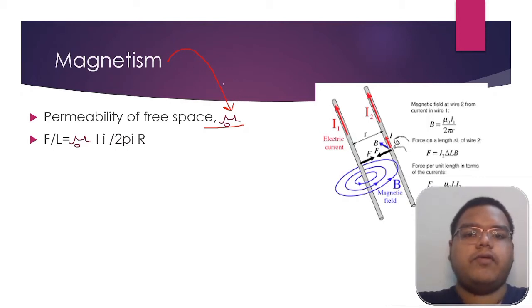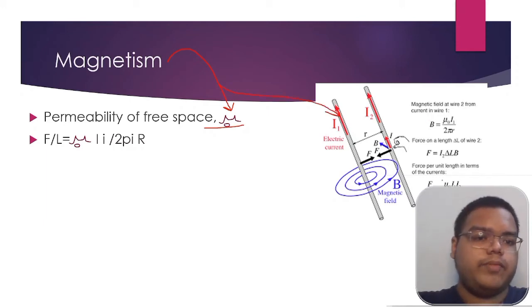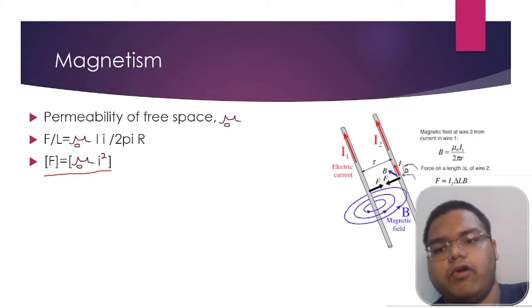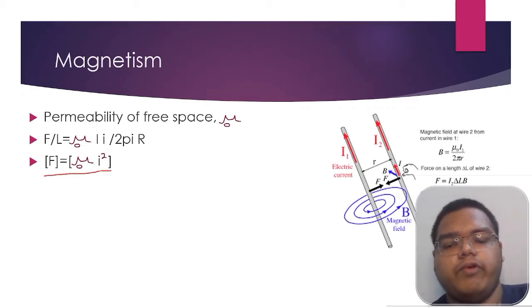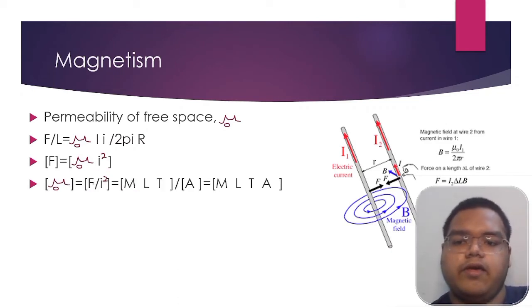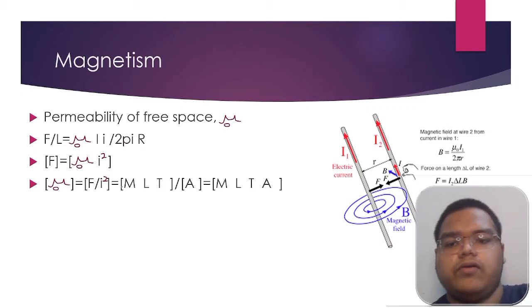Next, magnetism. The dimensions of magnetism are calculated from the permeability of free space. The dimension of permeability of free space can be derived from this equation of force between two current carrying wires. So it will have the dimension of force equals mu naught I squared, where mu naught is the permeability of free space. So mu naught will be force divided by I squared.